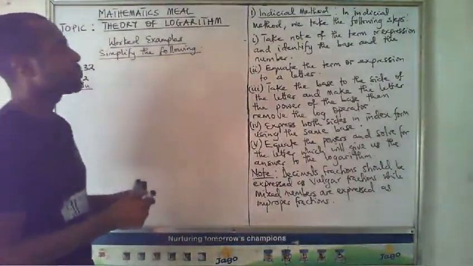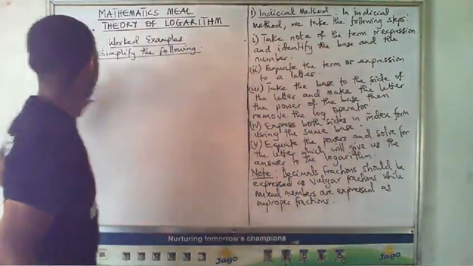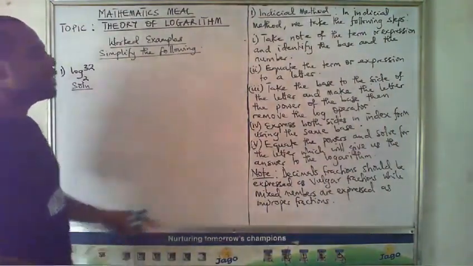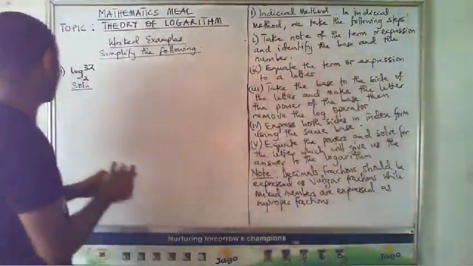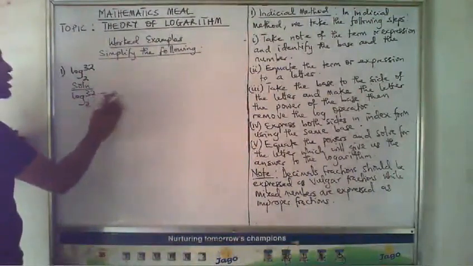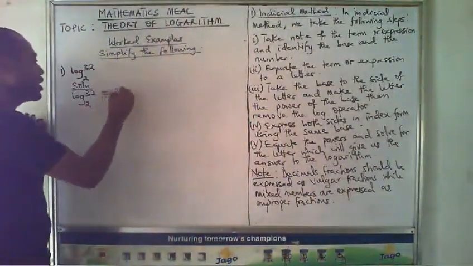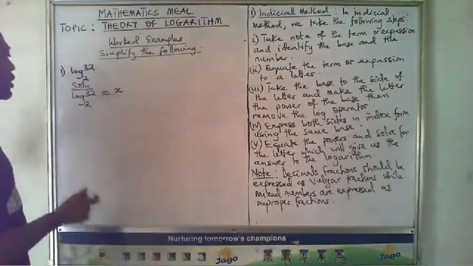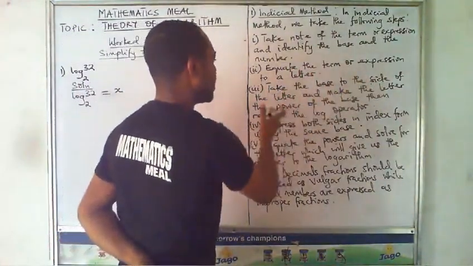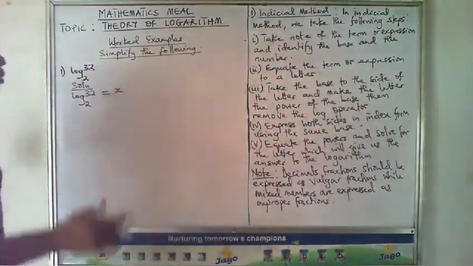Let me solve this now. We say take note of the term or expression and identify the base and the number. The base here is 2, the number is 32. We have identified that. They say equate the term or expression to a letter. Let's follow the instruction. Log 32 base 2, equate it to any letter. Let's say letter S. They say again, take the base to the side of the letter and make the letter the power of the base. Then remove the log operator. Two or three things that we are going to do here.